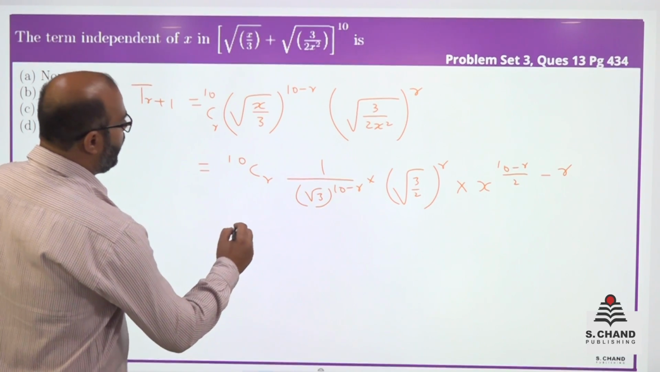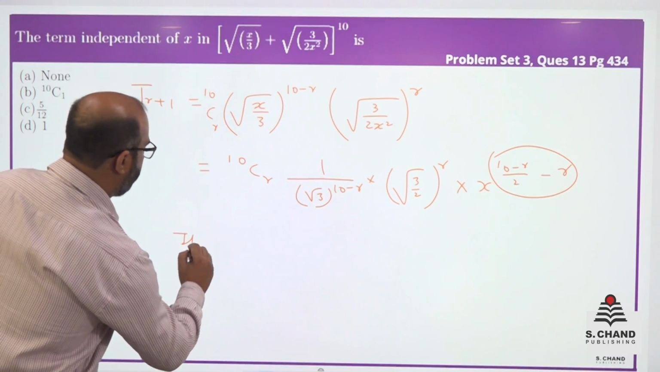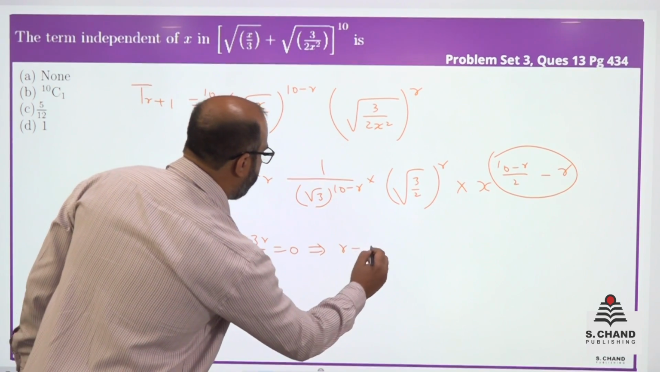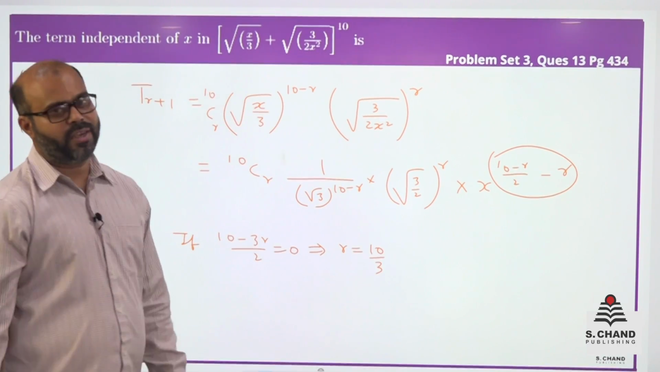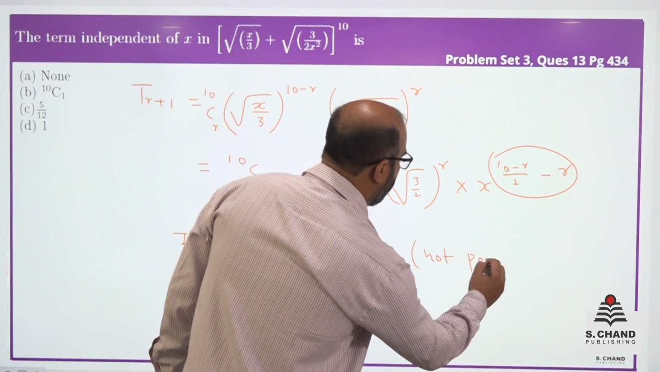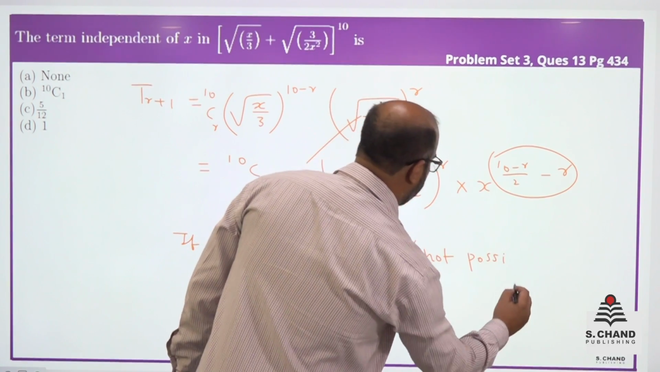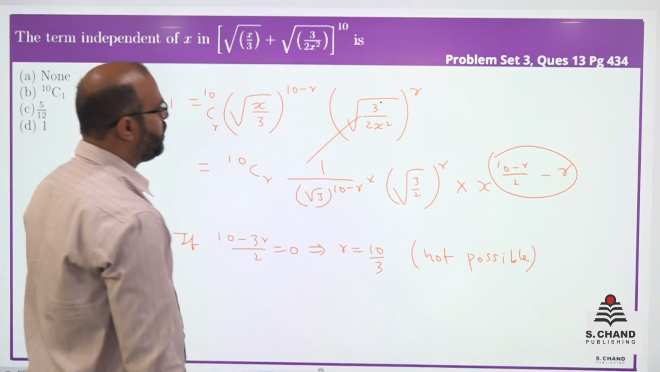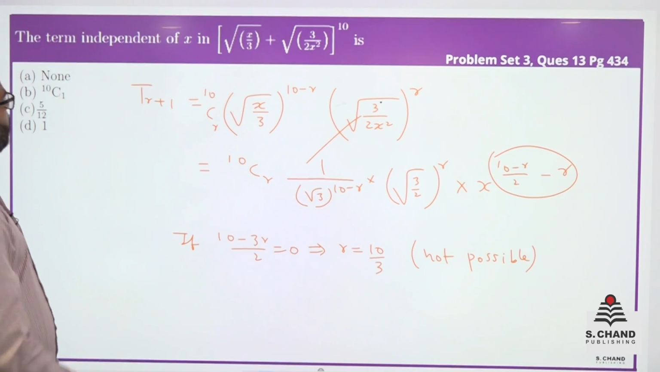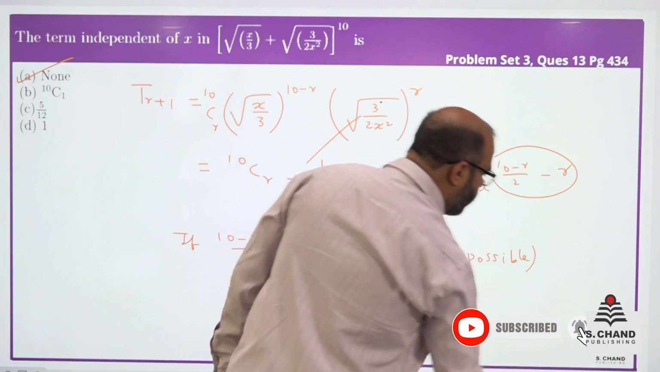So finally independent of x. So it is only possible if this is 0. So if 10 minus 3r by 2 is equal to 0, this implies r is equal to 10 by 3, and r cannot be a fraction. So r is equal to 10 by 3 is not possible. So in that case, we will say that there is none of the term independent of x in this expansion, because there is no term independent of x.